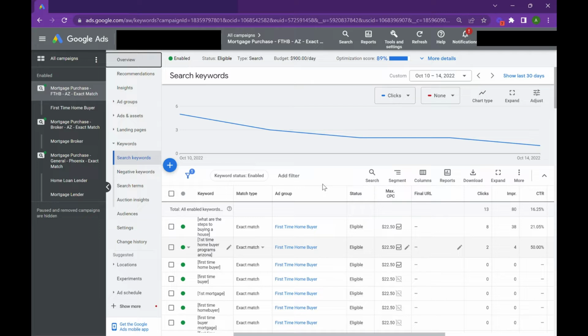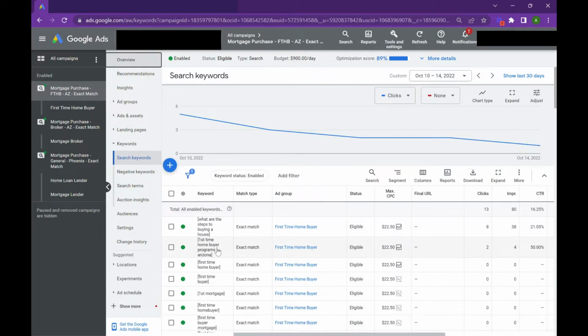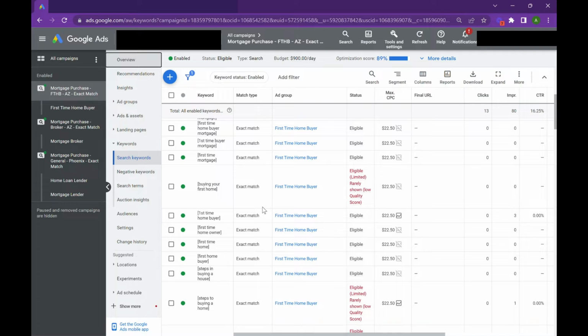So we're able to target keywords like what are the steps to buying a home, first time home buyers in Arizona, first time home buyer, first mortgage, things like that. And we're able to position ourselves really well in the market. So you can see all these keywords we're targeting.